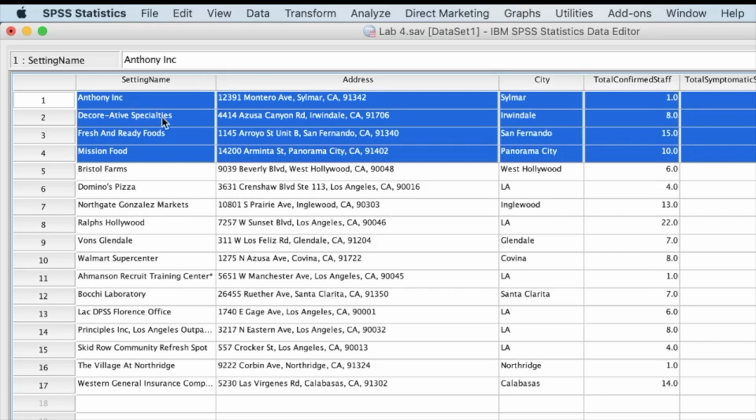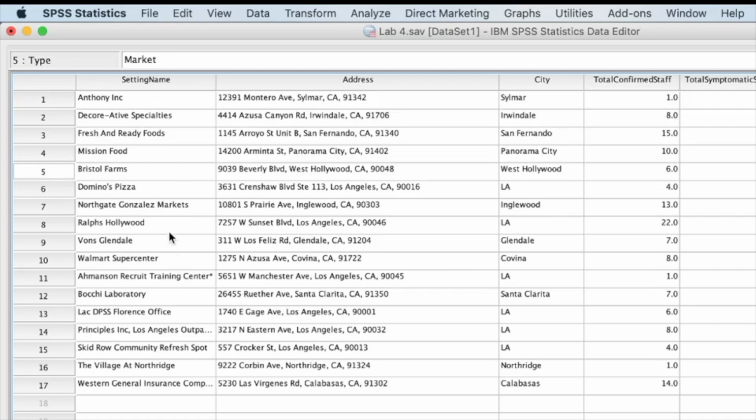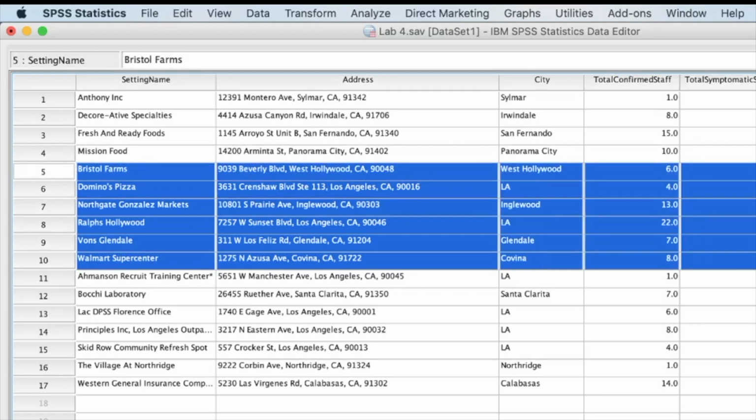So these are all manufacturer. This type is associated with more like distribution centers, where things are manufactured. So I put them all under manufacturer. And then market: Domino's is in here because I didn't want to put it in other. I thought it was more food related. Like Mission Food, Bristol Farms, Vaughn's, Walmart, these are all sort of places that are markets. So I clumped all these together.